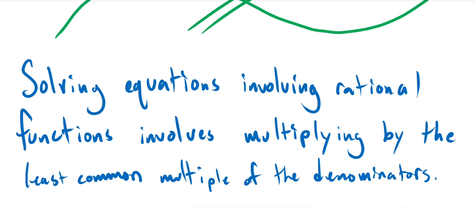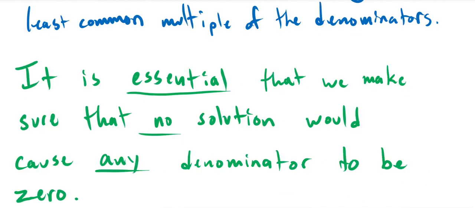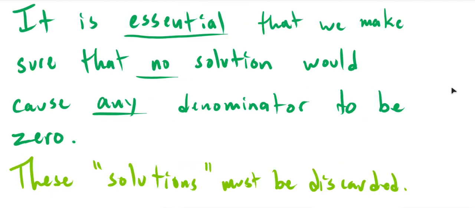The usual technique for solving rational equations involves multiplying by the least common multiple of the denominators. It's also going to be essential that we go back and check any solutions that we have and make sure that they weren't inside of our domain restriction. That is to say, the set of values which would make a denominator equal to 0. These so-called solutions are not true solutions and must be discarded.